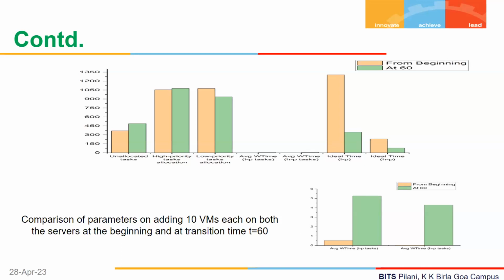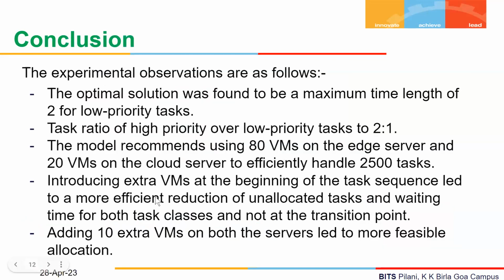So now the organization has the freedom: whether they want more idle time for the resources, or they want less idle time, in which case they can add at 60, because we can see that at 60 the idle time is low. But if they prefer lower waiting time, as they have a preference for the tasks, they should add those resources from the beginning. So this is the conclusion of our work, where we found the optimal solution, with the maximum time requirement being 2 for low priority tasks.